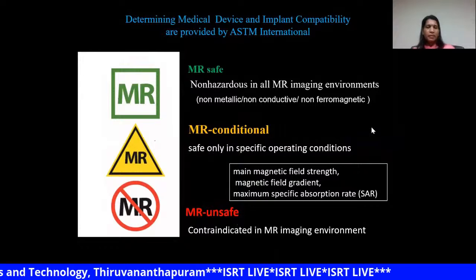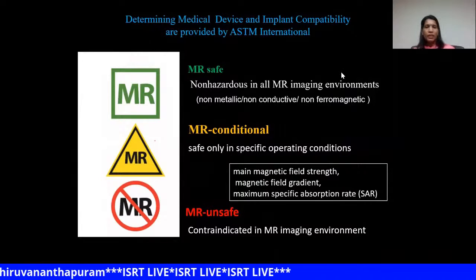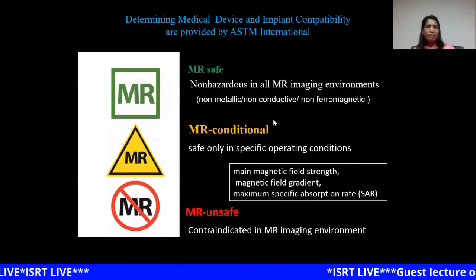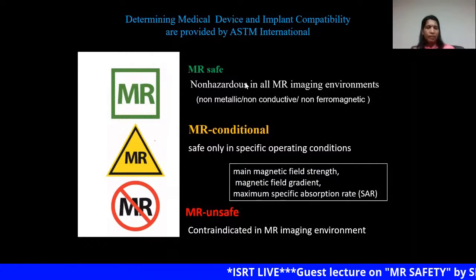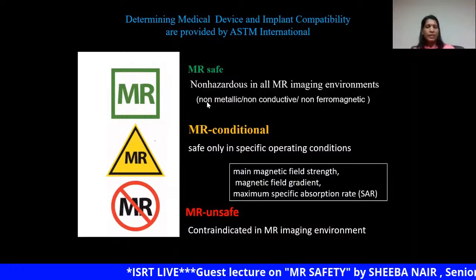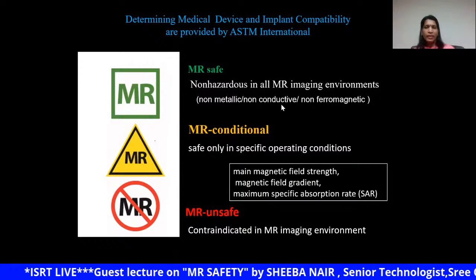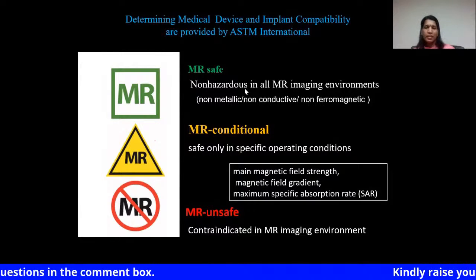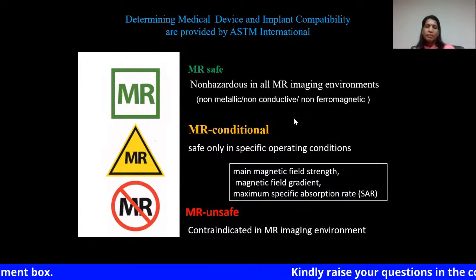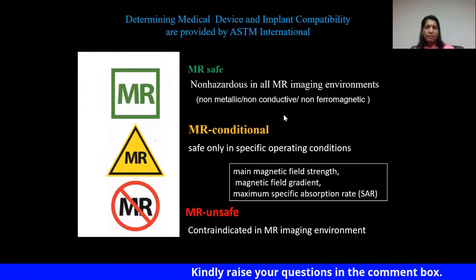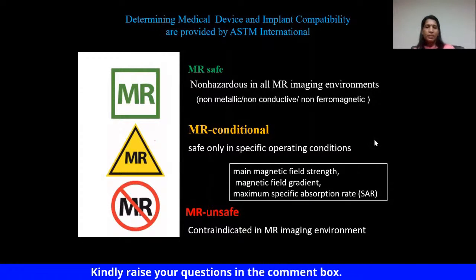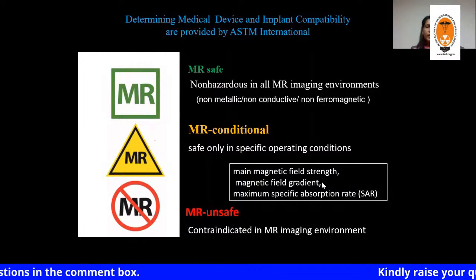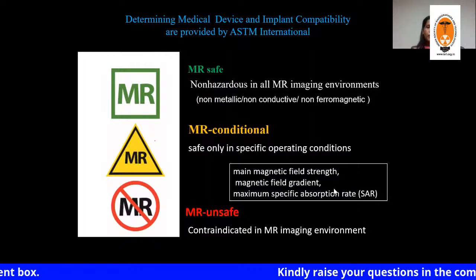The labeling of the equipment should be done according to the FDA. The FDA has approved only three labels: MR safe, MR conditional, and MR unsafe. MR safe means mostly these materials will be non-metallic, non-conductive, and non-ferromagnetic, and they are non-hazardous in all MR imaging environments. MR conditional means they are safe only under specified operating conditions. The specification will be in terms of magnetic field strength, magnetic field gradient, or specific absorption rate.